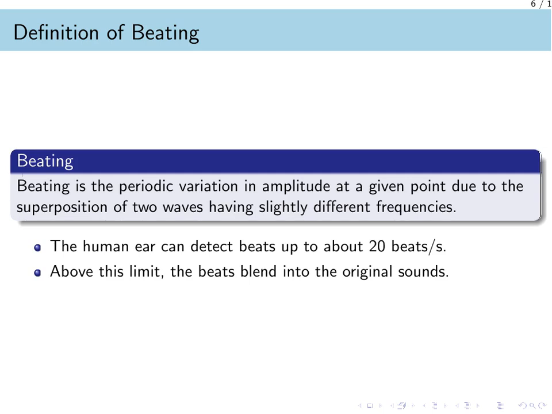Beating is formally defined as the periodic variation in amplitude at a specific point caused by the overlap of two waves with slightly different frequencies. This variation creates a pulsing sound rather than a steady tone. The human ear is quite sensitive to this and can detect these individual beats up to a rate of about 20 beats per second. If the difference in frequency becomes larger than that, the individual pulses happen too quickly for our brain to distinguish them, and the beats blend into a single, complex sound.